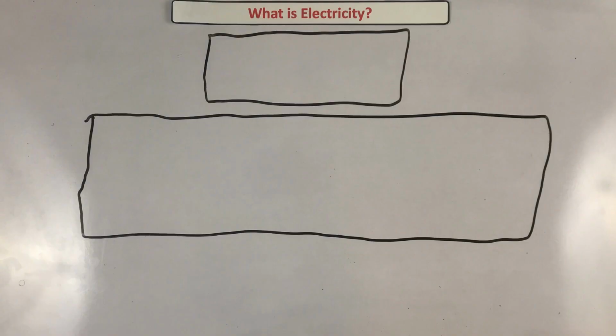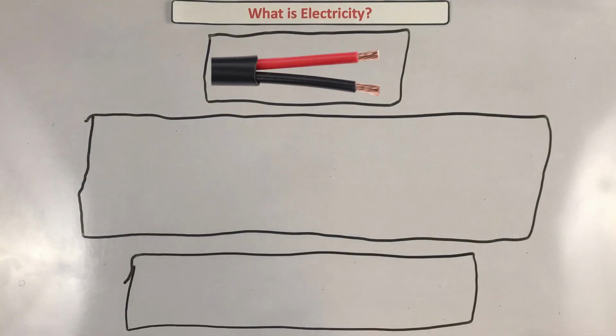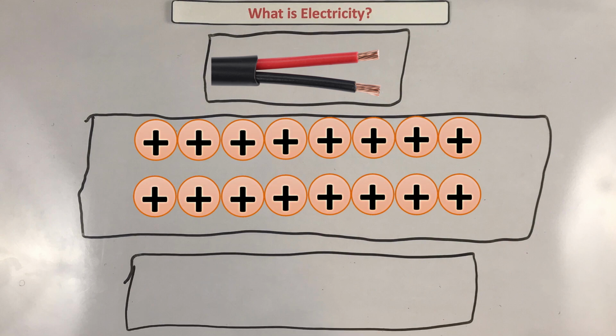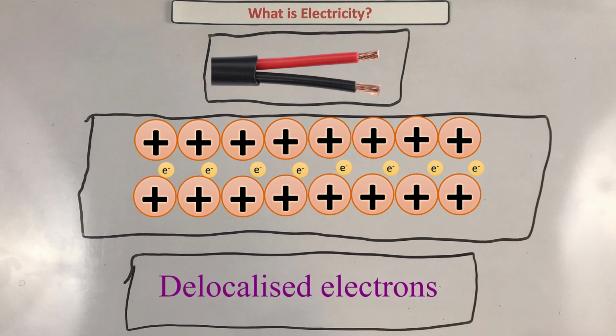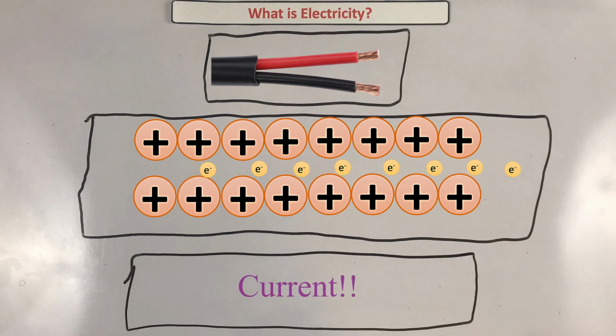We use metals to transfer electricity because of their structure. A metallic structure is made up of metal cations and delocalized electrons. Remember that cations are positively charged particles. These electrons, as I said, are delocalized, which means that they don't stick to one location, they literally get around. The electrons are negatively charged, so if we can get all of them moving in the same direction, we can cause an electric current to flow through the wire.